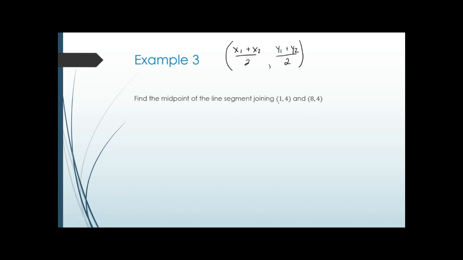So I'm going to label my points here. I'm going to call the first one x1 and y1, and the second point x2 and y2. I'm going to do the same thing I did with the first example, where I color code and highlight just for the first walkthrough. So I have my parenthesis, and then I plug in my numbers. x1 is 1. Then I have my plus, and then x2 is 8. Then I'm dividing by 2. Then my comma, that's very important. Then I have y1, which is 4, plus y2, which is also 4. Then I'm dividing that by 2, and then I have my parentheses.